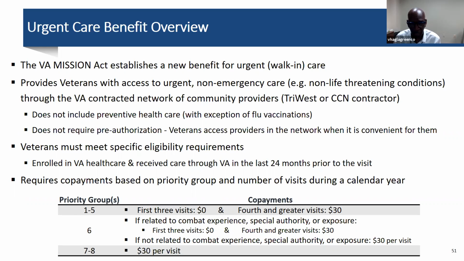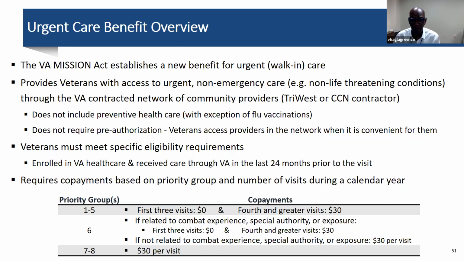If you're in priority group 6, that is basically special authorization. For example, if you were at Camp Lejeune and had the water contamination, or if you served in Vietnam, boots on the ground, you will be in priority group 6. And there are a couple of other requirements, but those are just examples. In priority group 6, the first 3 visits are free. The 4th visit is a $30 copay. And if you're in priority group 7 and 8, you always have to make a $30 copay when you go out there.